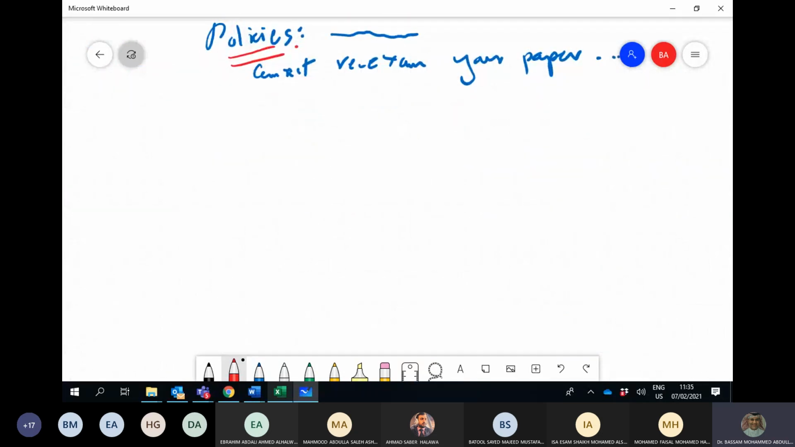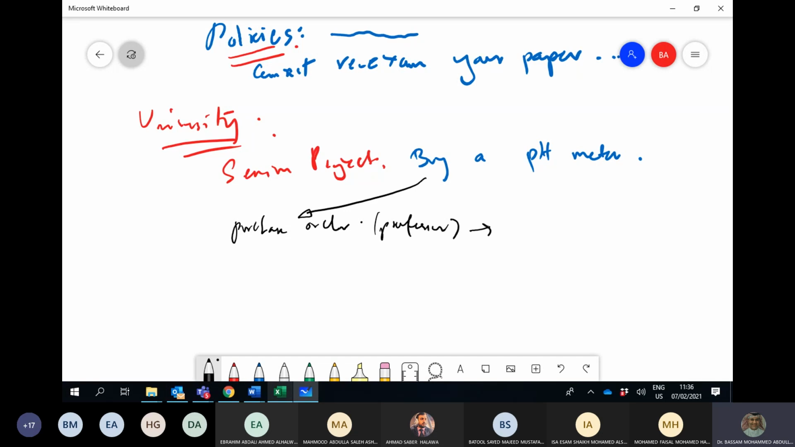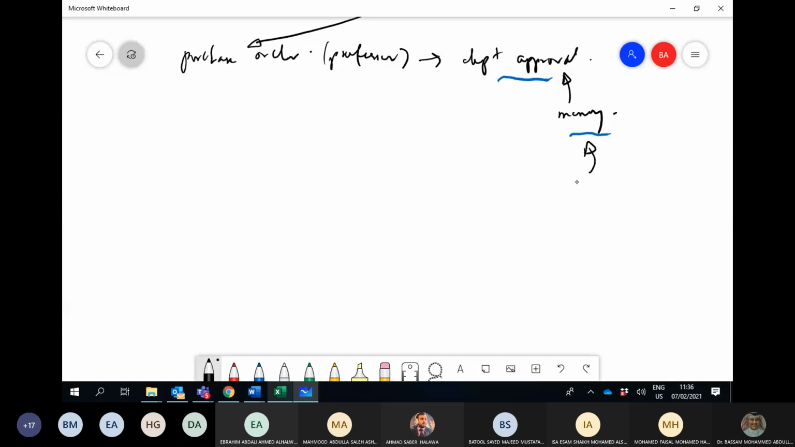When I talk about the cafeteria, remember the example is not that. But at the university, some of you already went through this within your senior projects. They wanted to buy a pH meter. And while ordering a pH meter, they found out that the process is not easy. They need, of course, a purchase order. But the one who does the purchase order is not the students, it's the professor. When the professor wants to make a purchase order, he needs to take the department approval. Why does he need the department approval? Because he needs some money, and without money, he cannot do anything. And to wait for the department approval and get this money out, you need the college approval.